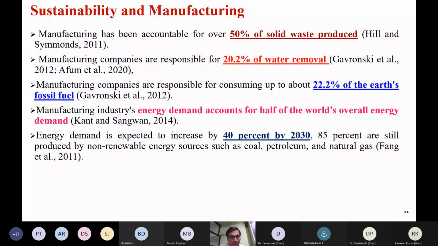Then there is demand, meaning our lifestyle. We need a lot of physical items. The demand in 2000, 2002, 2003 was less, but now we are consuming more. The consumer market is very high, paying capacity has increased, and demand for products has also increased. 80% is still produced by non-renewable energy sources such as coal, petroleum, and natural gas. If demand increases, the consumption of non-renewable sources will also increase.